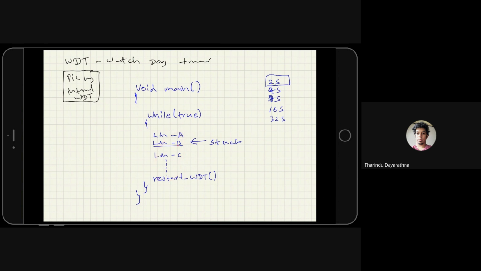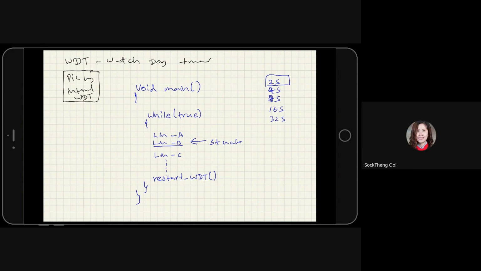And next time it got stuck here. Let's say it stays here more than 2 seconds, which means this code did not run. The watchdog timer sees it is more than 2 seconds, and it will restart the PIC again. So that's how it happens. We can set these delays, how long it needs to wait. Okay, did you understand that?